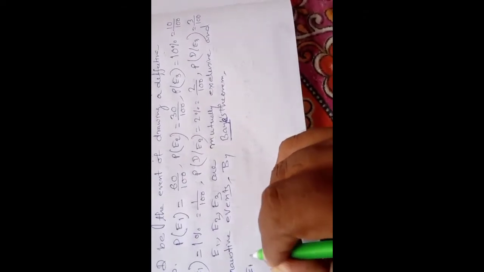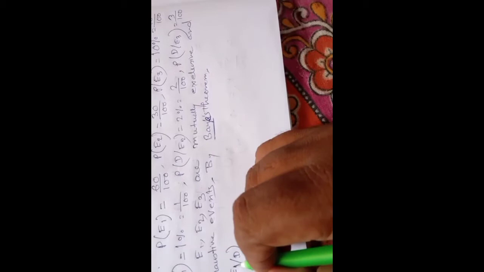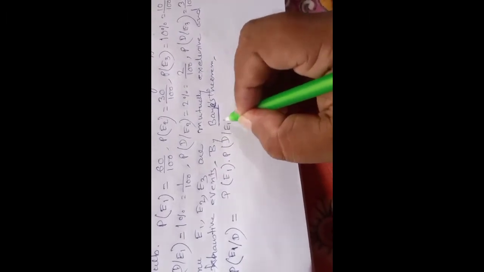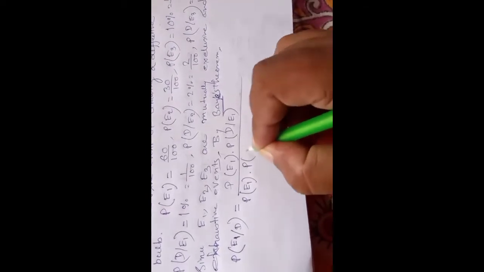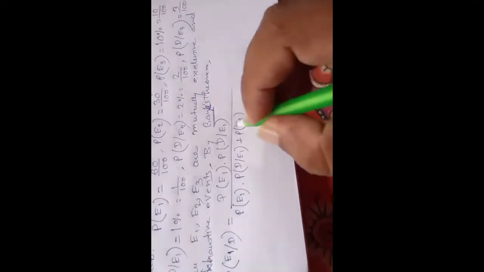By Bayes' theorem we get P of E1 by D, which is what we need: the probability that the defective bulb was produced by machine A. So P of E1 by D equals P of E1 into P of D by E1, divided by P of E1 into P of D by E1, plus P of E2 into P of D by E2, plus P of E3 into P of D by E3.